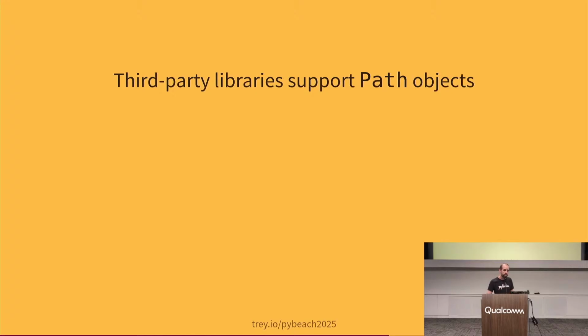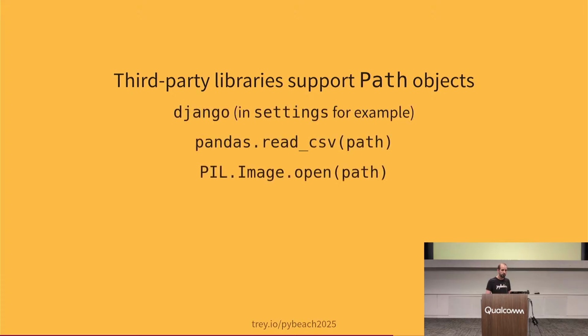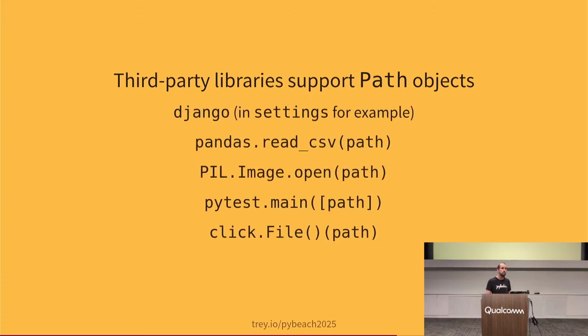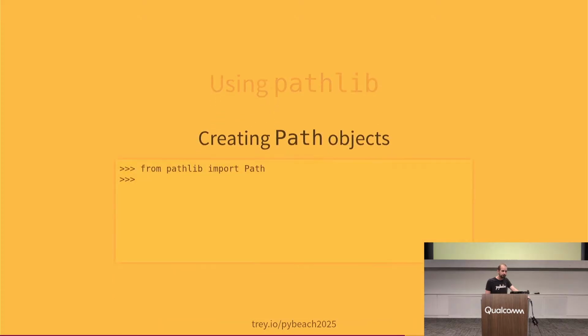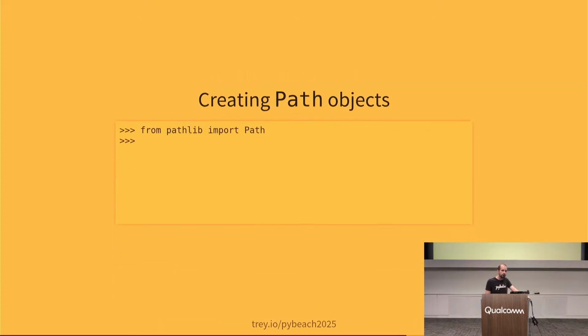Even most third-party libraries that handle file paths will usually also accept pathlib.Path objects. Django, Pandas, Pillow, PyTest, and Click all support Path objects. Most modern Python libraries work just fine with Pathlib. So Pathlib is great, but in practice, how should you start using it in your code? Pretty much anytime you encounter a string that represents a file path, you'll pass that string to the Path class to get a Path object.